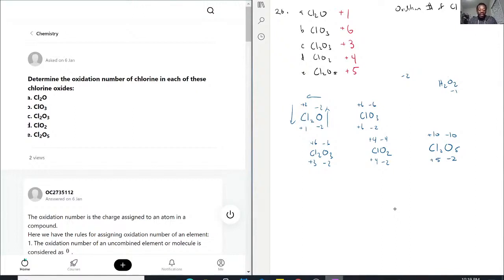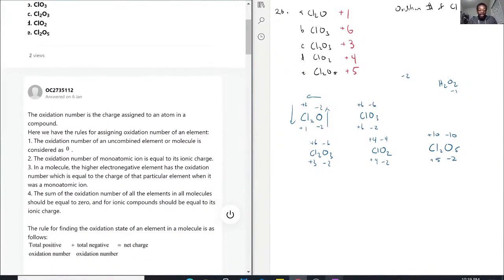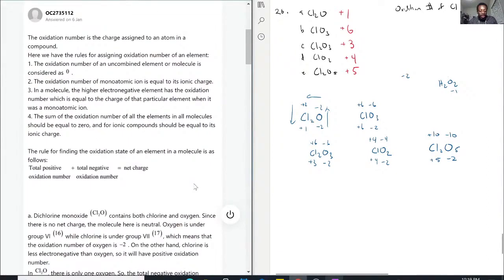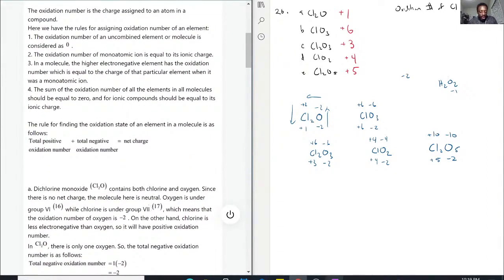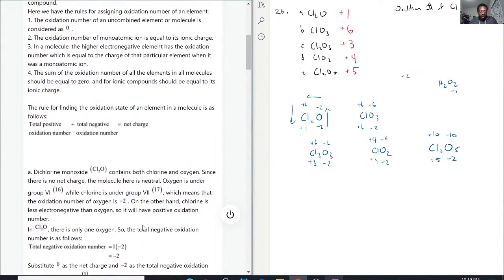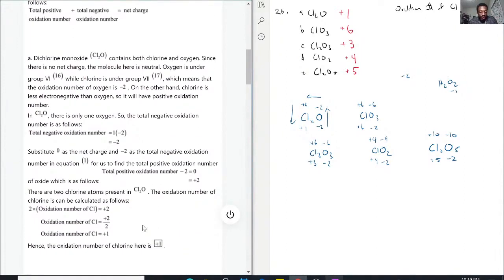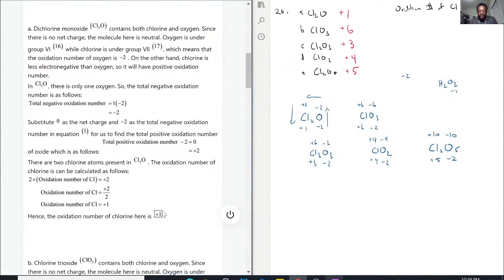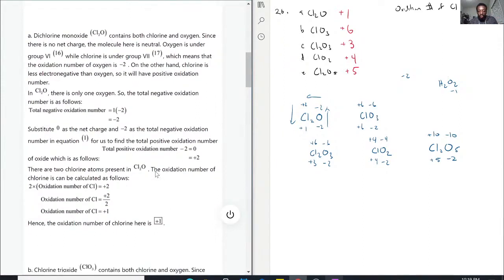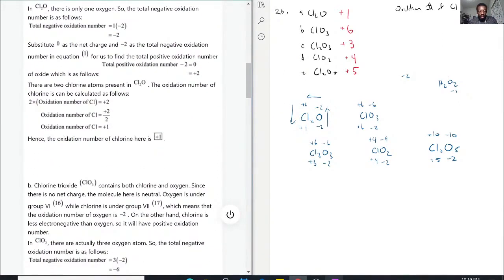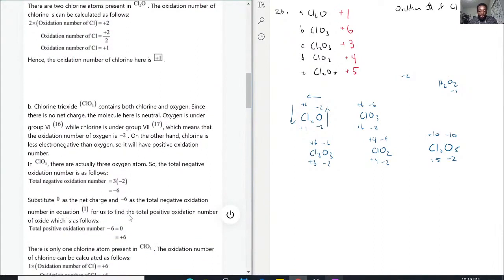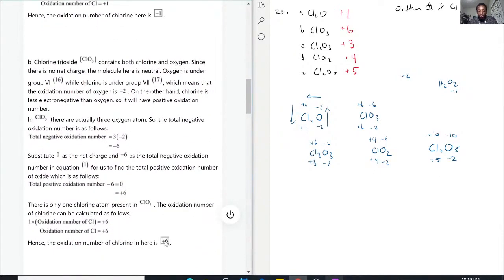Let's see how we did based on our colleague. So they just state the oxidation rules. I just wanted to focus on the one oxidation rule that talks about oxygen. And where is that? The oxidation number of oxygen is -2. Okay, that is what we want. So that is how we get +1 in the Cl2O. Perfect. In the Cl2O3, we get +6, so that is perfect.